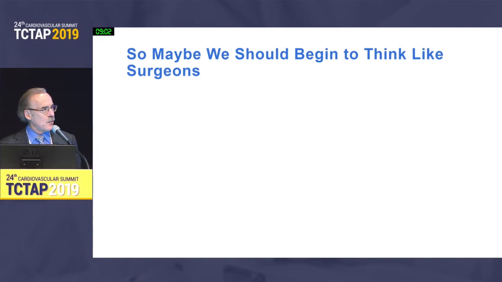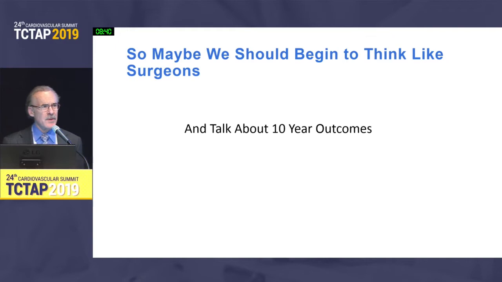You know, I think we're breaking out of this a little bit, but to a certain extent, interventionalists have been held hostage to the idea that restenosis occurs in the first year, so the focus of many studies is 1 year, and quite honestly, more recently, we've been going out to 5 years. But from the perspective of our 60-year-old patient, 5 years really isn't that long. So maybe we should be thinking about longer outcomes.